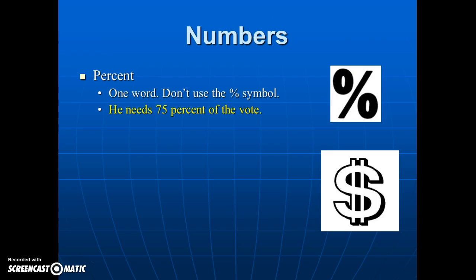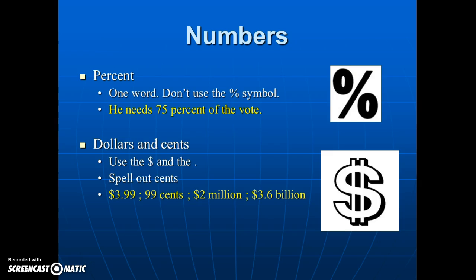Next is percent. So we don't use the symbol. This rule is easy. If you see the symbol, you're doing it wrong. Write out the word percent. That's AP style for you. Also with money, we use the dollar sign and we use the period. We don't use the cent sign.